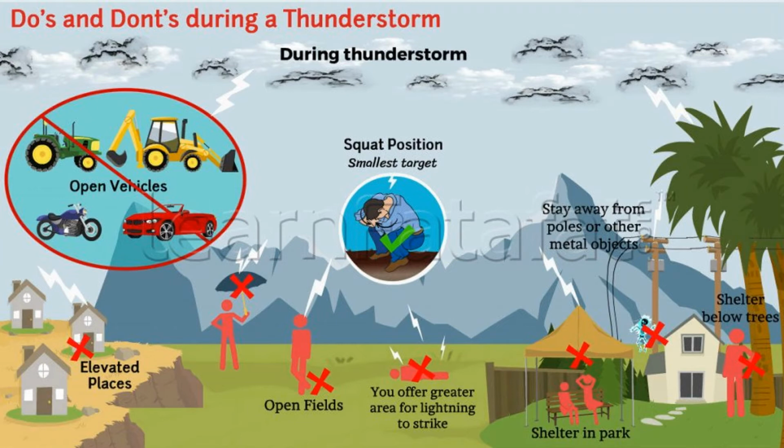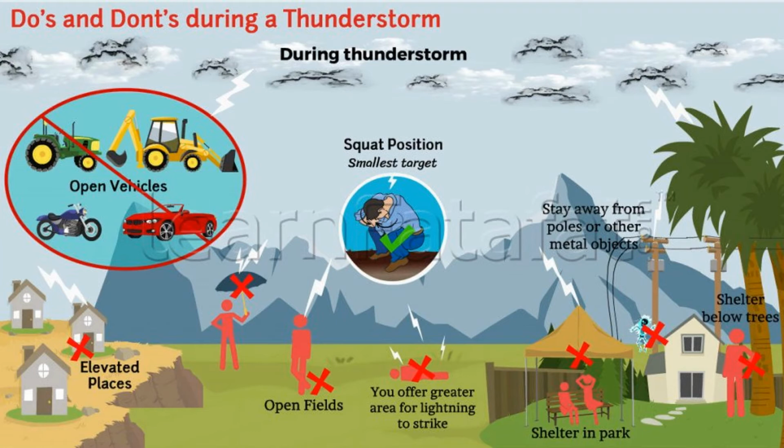Only closed vehicles are safe from lightning. Open vehicles such as scooters, motorbikes, open cars, tractors, and trailers carrying machinery are not safe. Get out of these vehicles immediately. Open fields, tall trees, shelters in parks, bridges, etc. do not protect us from lightning.